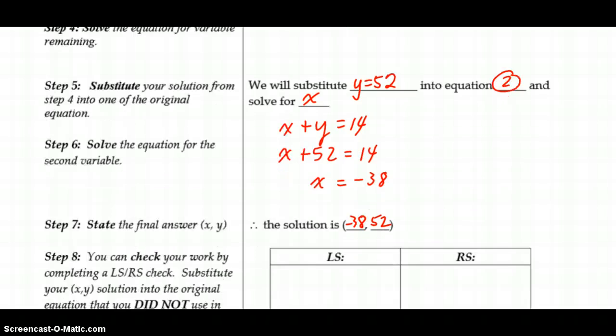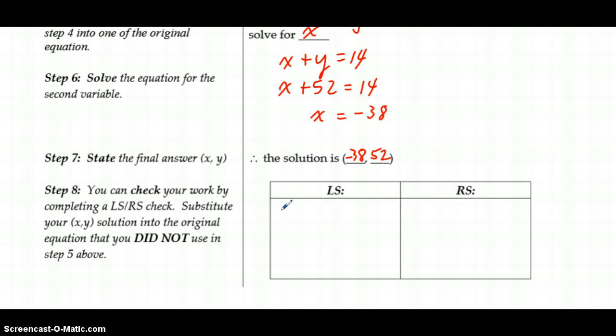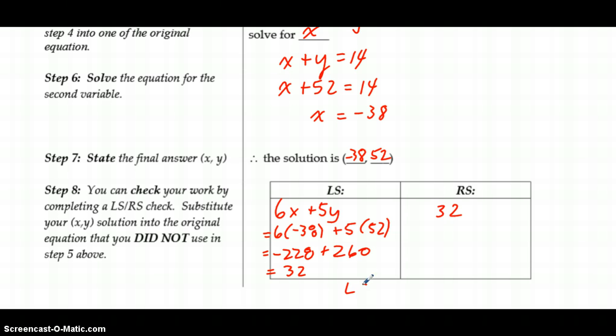Last thing to do is our left side, right side check. We're going to grab that original equation, 6x plus 5y on the left, 32 on the right. Substitute our numbers in, x for x and y for y. Using BEDMAS, multiplication first. And we find that our left side is equal to our right side. Therefore, our point of intersection is correct.